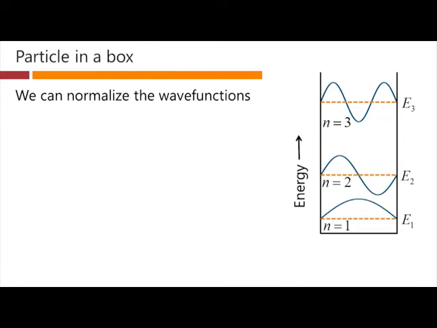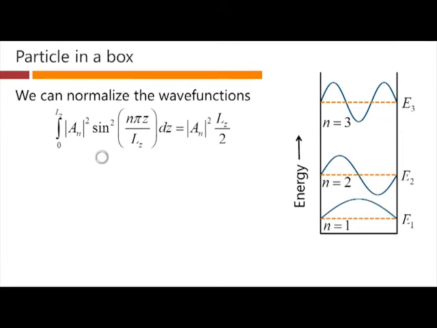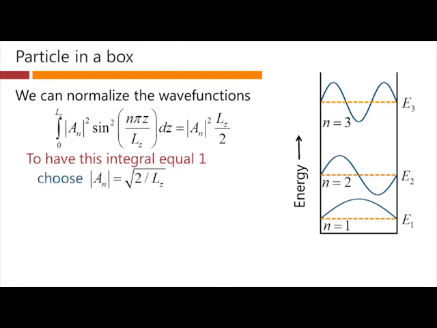Now, we can normalize these wave functions. We figured out how to do that in principle, so let's do it in practice here. Here is the integral that we have to perform. And if you perform this integral, you'll see that sine squared over any complete number of half periods just gives us an average answer of a half. And so this integral turns into mod an squared times Lz over 2. Now, to have this integral equal 1, let's choose mod of an equal to the square root of 2 over Lz. Then all this on the right will turn into 1.